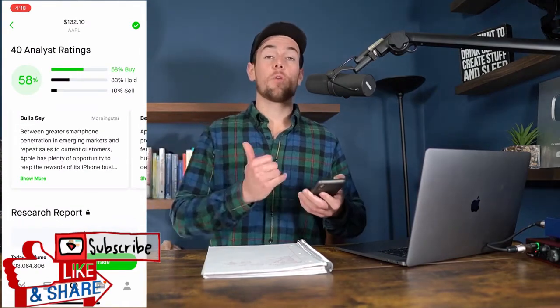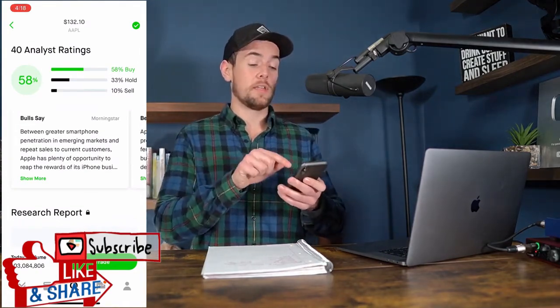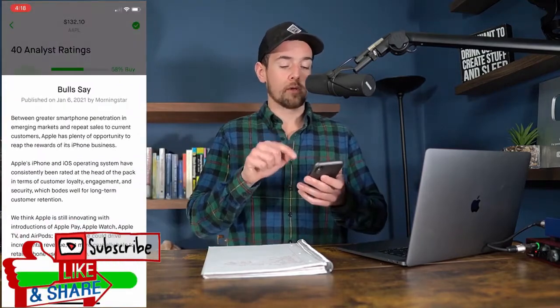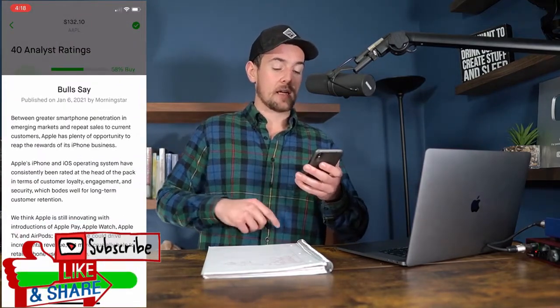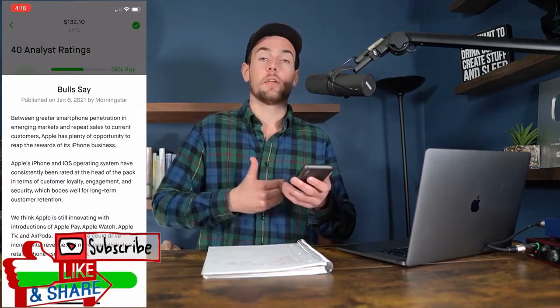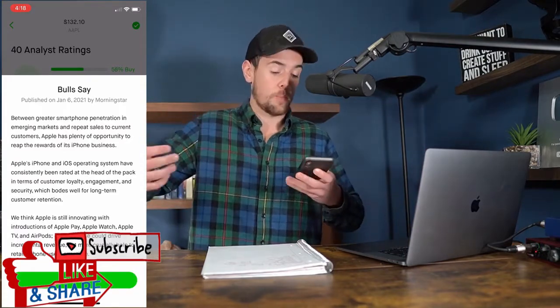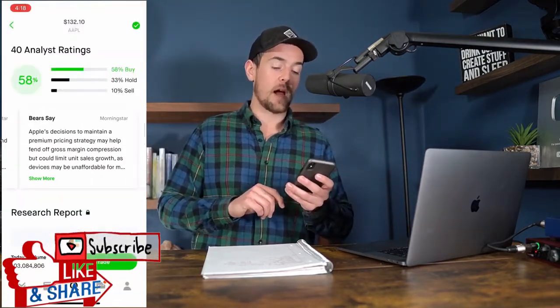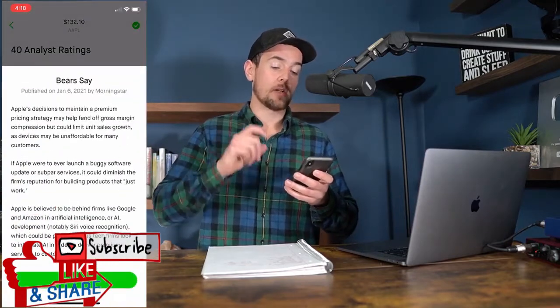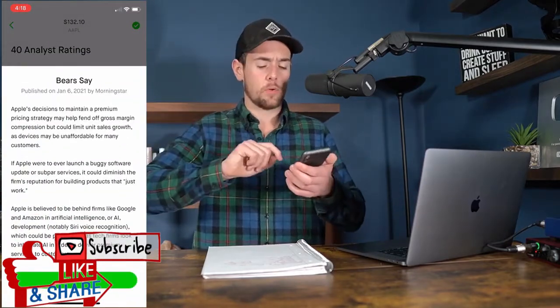So for free, everyone out there for many stocks is going to see this section here that has a little bullish and bearish thesis on the stock. So for example, the bullish perspective is why people think the stock is going to go up, and the bearish perspective is why people think the stock may go down. Now, this is a very short, simple explanation.